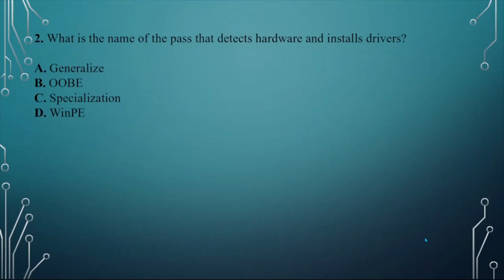Question number 2. What is the name of the pass that detects hardware and installs drivers? A. Generalize, B. OOBE, C. Specialization, D. WinPE. So what is the name of the pass that detects hardware and installs drivers?